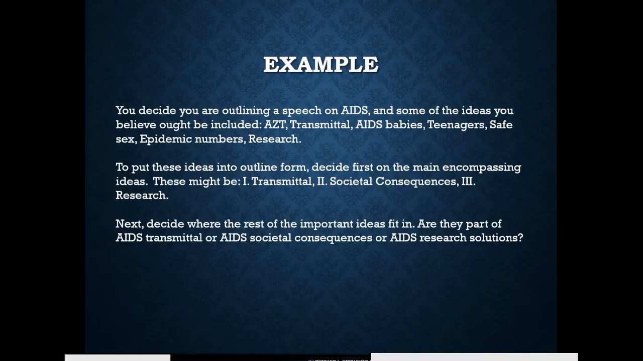Now you put these ideas into an outline. The first thing that you do is to decide the main encompassing idea. Which is your main idea? What is it that you're going to be focusing on in this case in a speech, or it could be an essay, or it could be a term paper. After you have determined what the main encompassing idea is, next you decide the rest of the important ideas and how they fit in as part of what you're trying to get across. Let's take a look at how that's done.